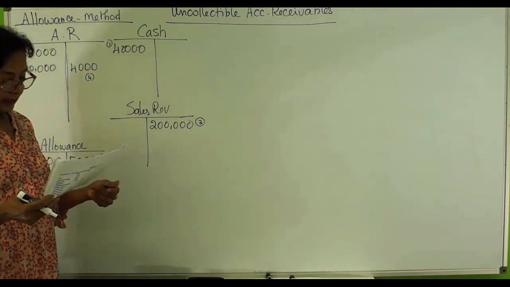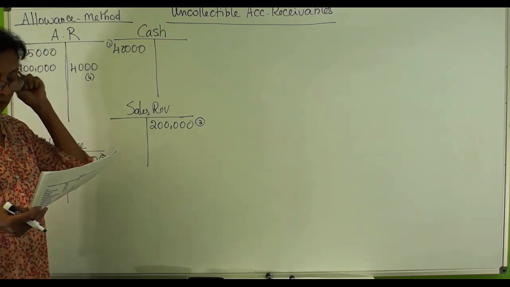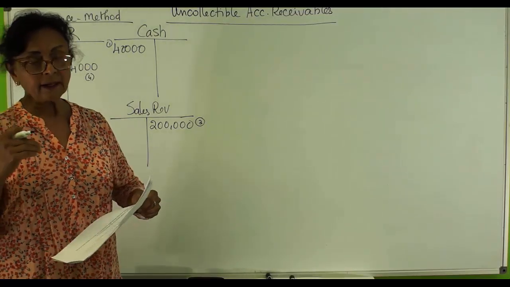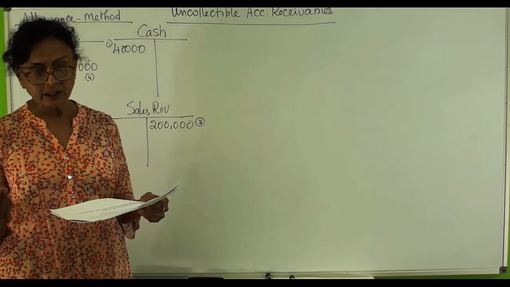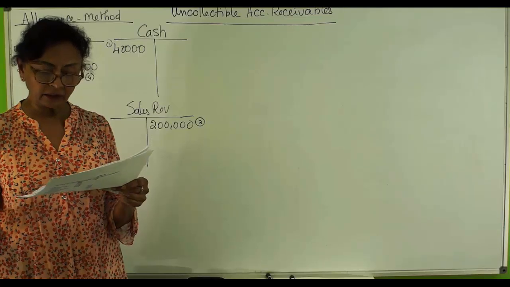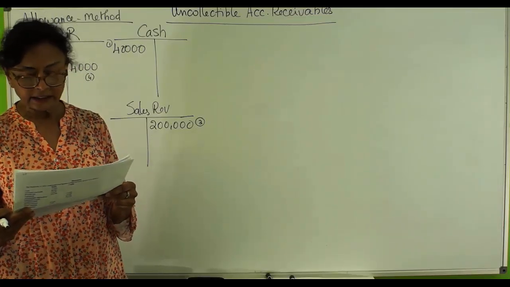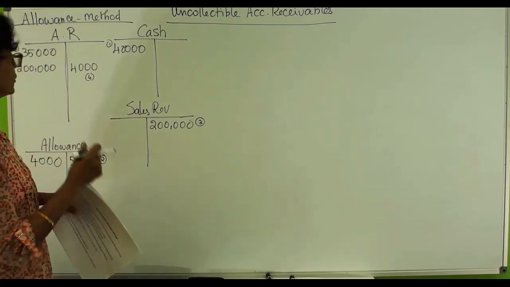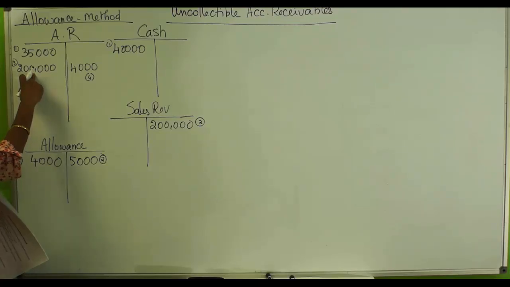Now at the end of the year, the company estimated that 4% of the credit sales will go uncollected. So here, remember, under the allowance method, the uncollectible accounts expense or the bad debt expense is estimated and recorded at the end of the year. Here the estimation is based on the credit sales, and they estimate 4% of the credit sales will go uncollected. The credit sales is $200,000, so 4% of $200,000 is $8,000.